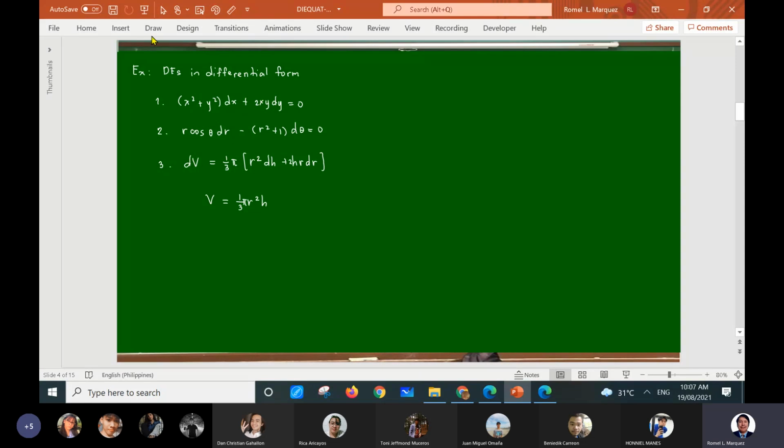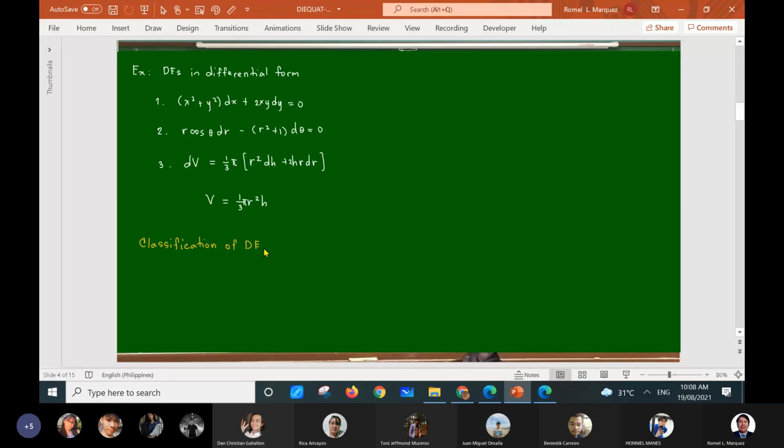So these are differential equations in differential form. Differential equations are classified in different ways. There are many classifications, no? So we have classifications of differential equations, depending on the distinctive features the equation contains.